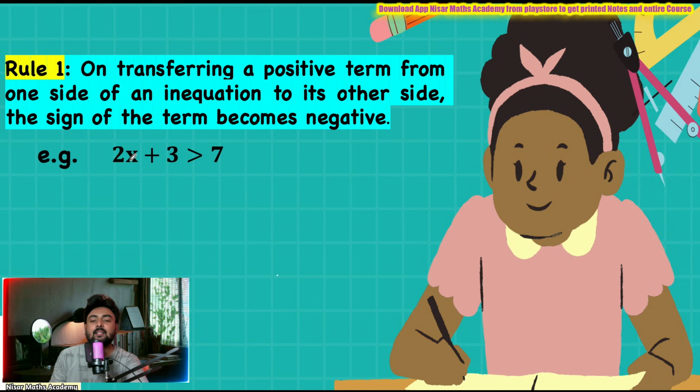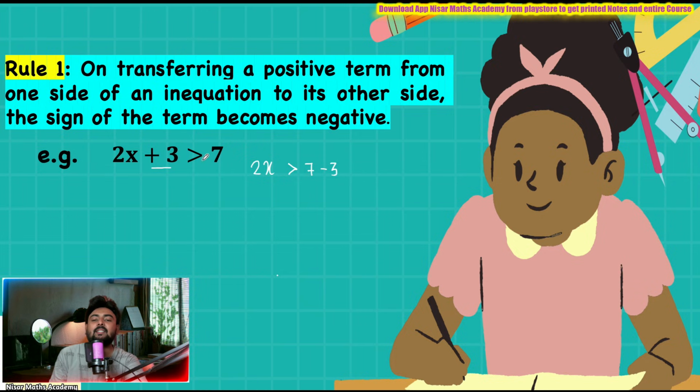See children, one example I have written on the board. 2x plus 3 is greater than 7. So what does it mean? On transferring a positive term, so this plus term, if I transfer this plus term to the other side, what's going to become? The plus will go to the other side. So can I say here it becomes 2x. Now see, here this sign will be as it is. There will be no change in this sign. Okay, the inequality sign, plus 7 was already there. Now plus 3 went to the other side, it becomes minus 3.